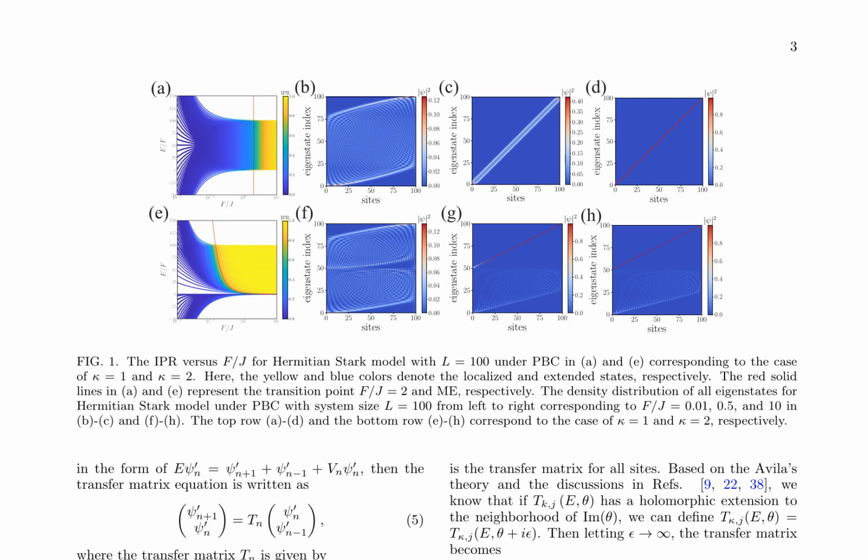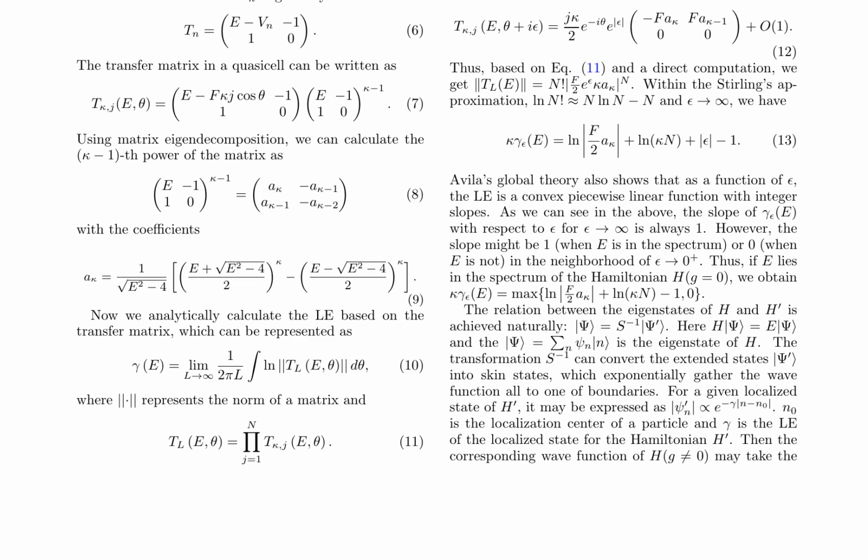The relationship between the eigenstates of the original Hamiltonian H and its transformed version is also explored. The transformation matrix S1 is used to convert extended states into skin states, characterized by an exponential accumulation of wave functions at one of the boundaries. For localized states, the wave function is expressed as psi_n proportional to e^{gamma |n - n_0|}, where n_0 is the localization center and gamma is the Lyapunov exponent for the Hamiltonian H.